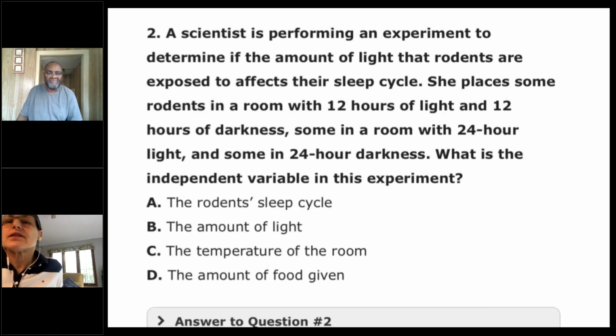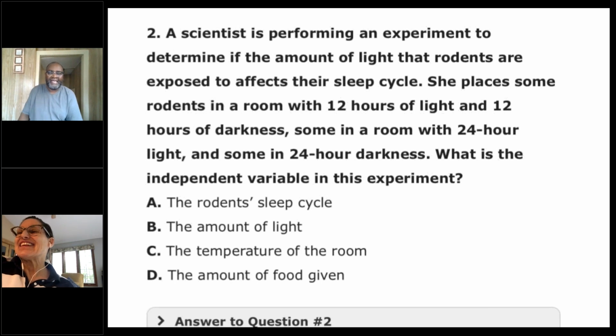So we got these rodents, these rats. Is it the rodent's sleep cycle, the amount of light, the temperature of the room, or the amount of food given? Okay, the independent variable is... It's the rodent's sleep cycle.